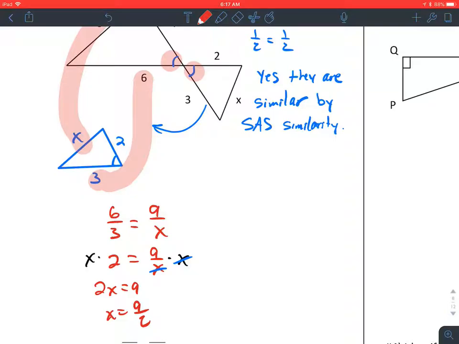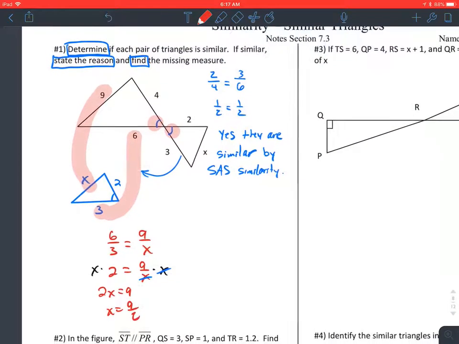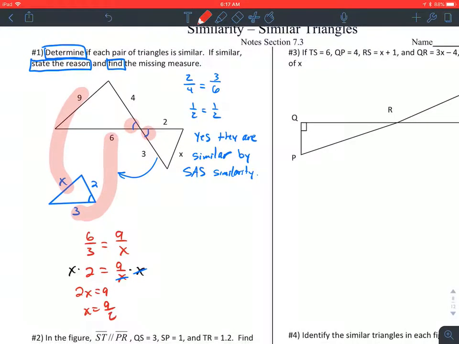Just going to double check to make sure I answered all the questions. Determine if they are similar. If they are, state the reason. Find the missing measure. I did all 3 things.